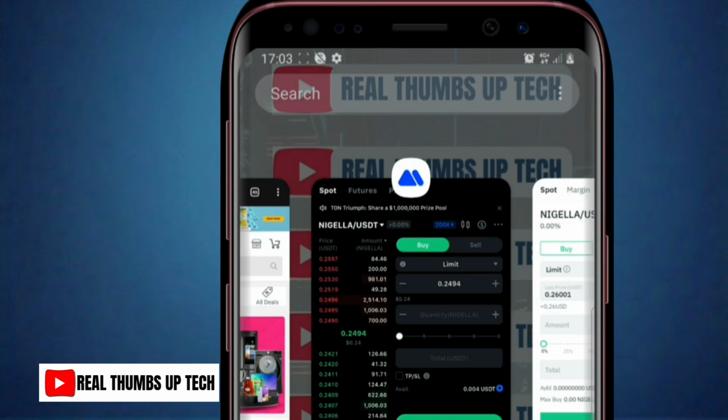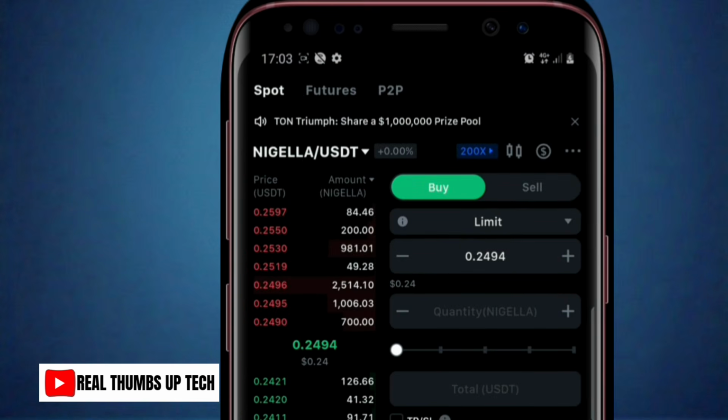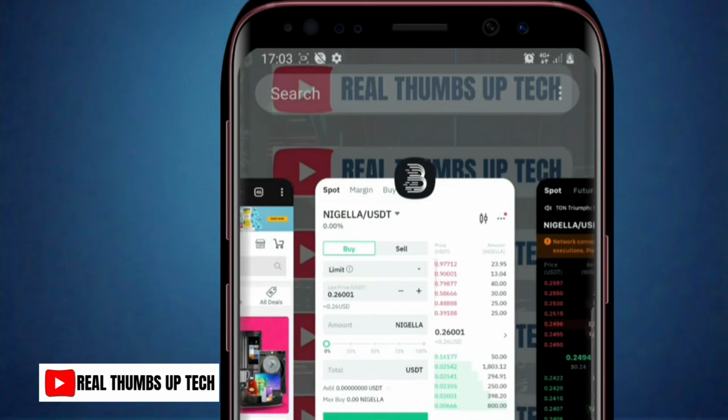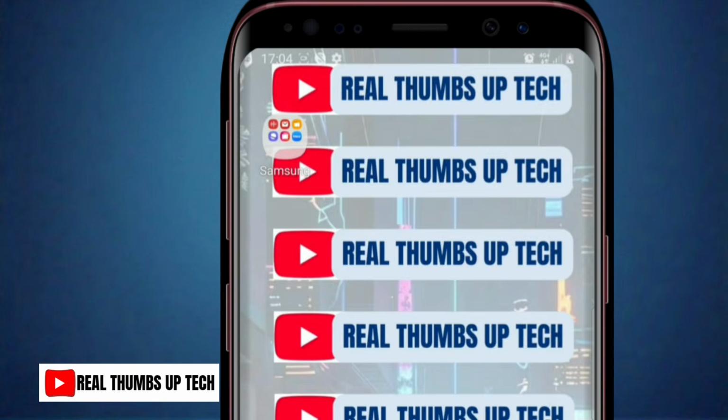Okay, in this case, you can easily buy on Mexi at around 0.2494 as of now. Then you can go over to Bitmax and sell it at around 0.26001 or higher. All right. So let me open another exchange.